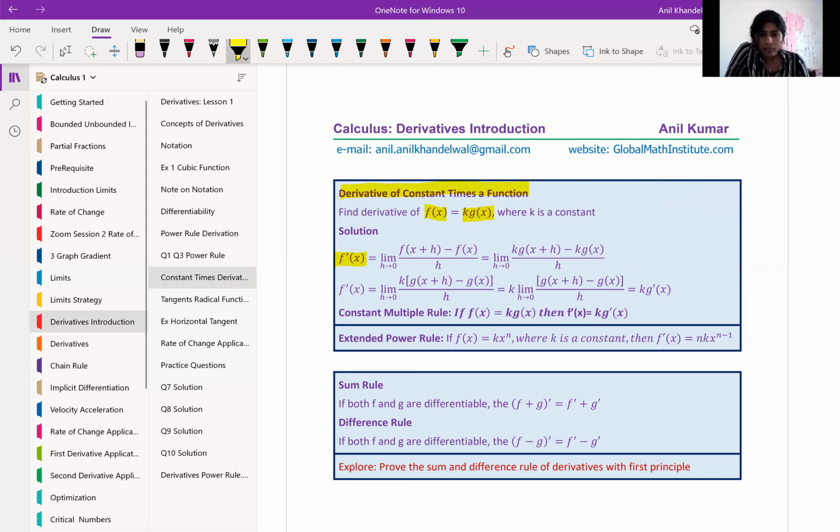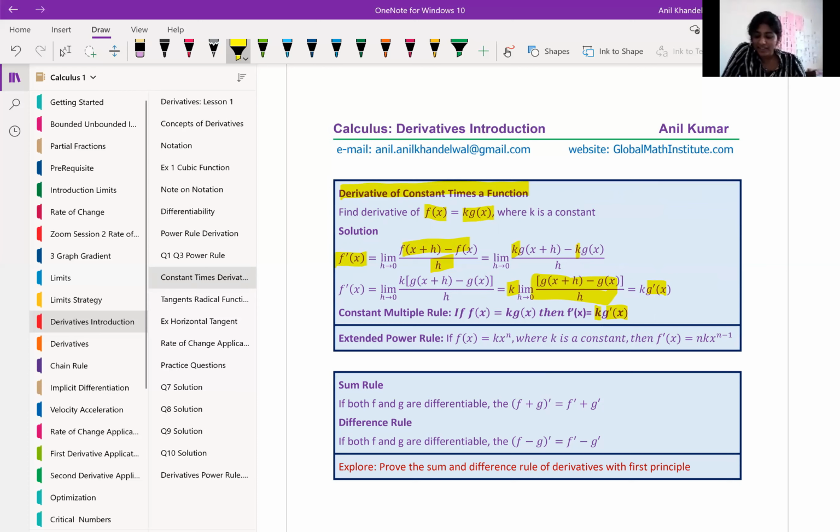Perfect. So if I have this particular function, k times g of x, applying this difference quotient, we know k is a constant. It can be taken outside as a common factor. Inside what you get is g dash x. Do you see that? So the derivative of a constant times a function is the constant times the derivative of the function. Is that clear to you?